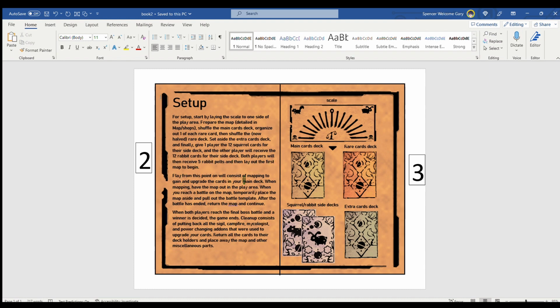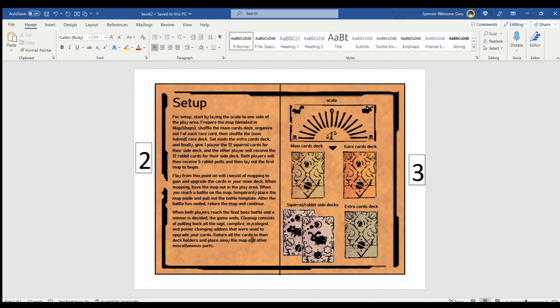Play from this point on will consist of mapping to gain and upgrade cards in your main deck. When mapping, you have the map out in the play area. When you reach a battle on the map, temporarily place the map aside and pull out the battle template. After the battle has ended, return the map and continue. When both players reach the final boss battle and the winner is decided, the game ends. Cleanup consists of putting back all the sigil, campfire, and mycologist and power-changing add-ons that were used in their upgrade for your cards.